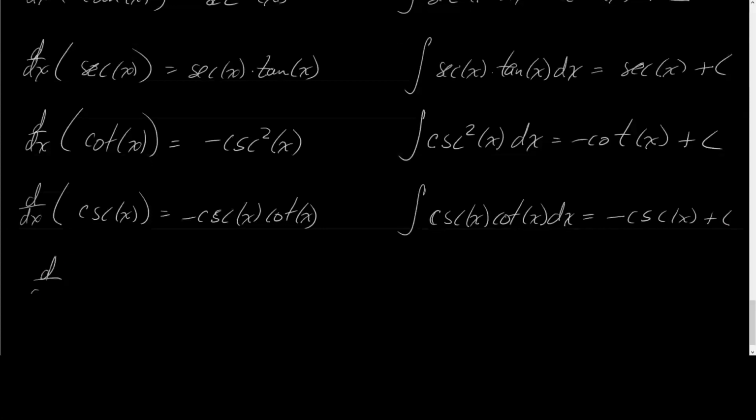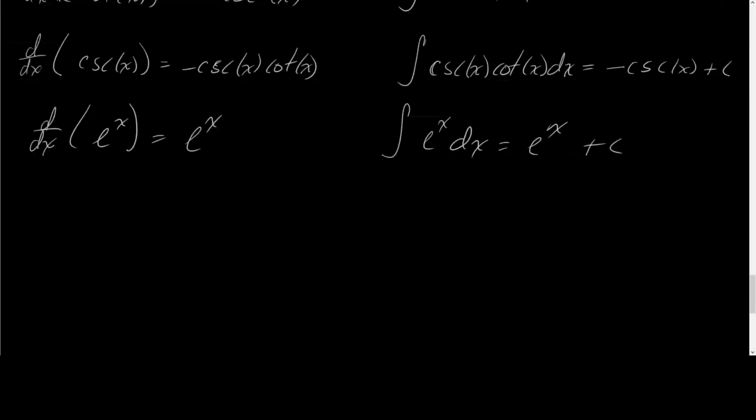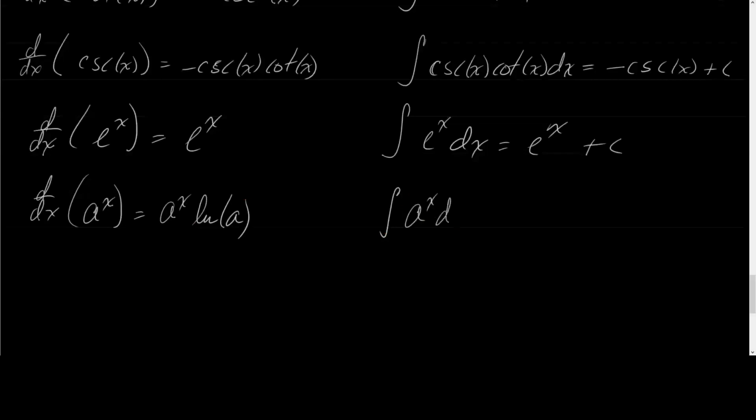We know the derivative of e to the x is e to the x. So the antiderivative of e to the x dx is e to the x plus c. The derivative of a to the x was a to the x times ln of a. The antiderivative of a to the x is going to be a to the x divided by ln of a.